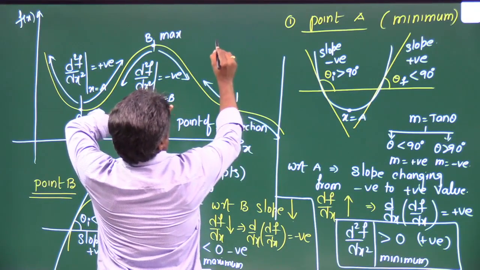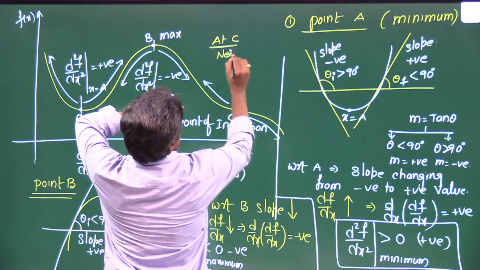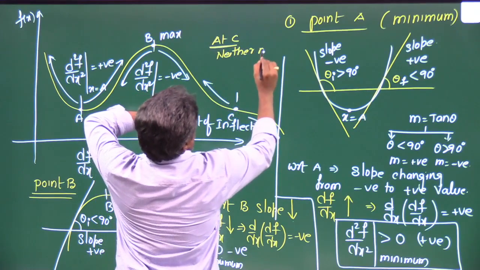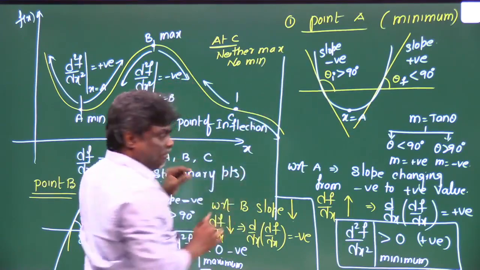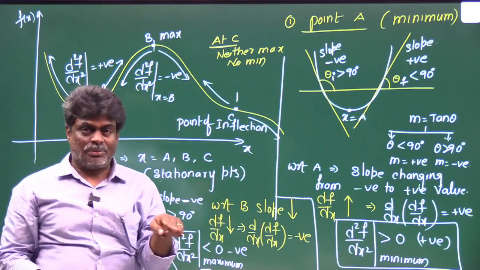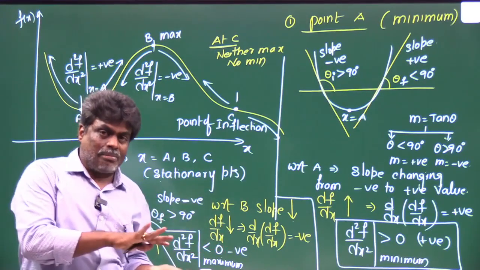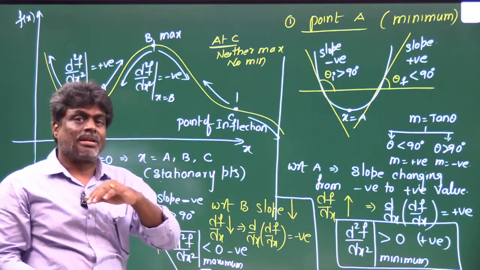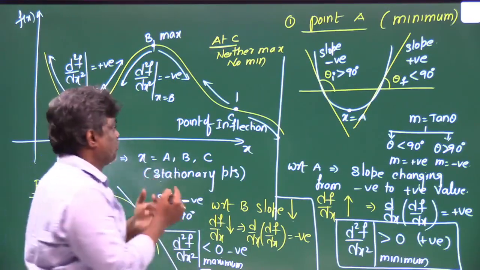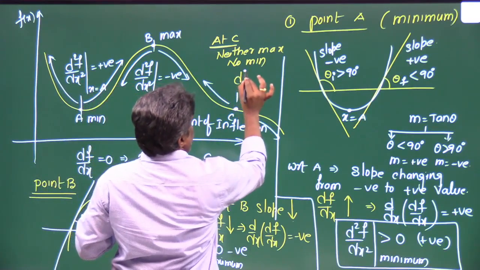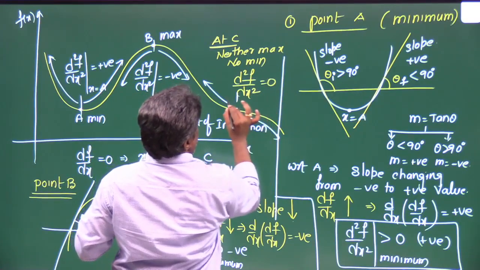So this point C is neither a maximum nor a minimum. If it is a minimum, the second derivative is positive. If it is a maximum, the second derivative is negative. But if it is neither maximum nor minimum, that means neither positive nor negative, then what's the value? 0. So that's why d²f/dx² = 0.